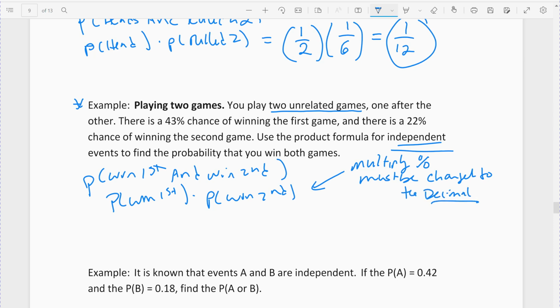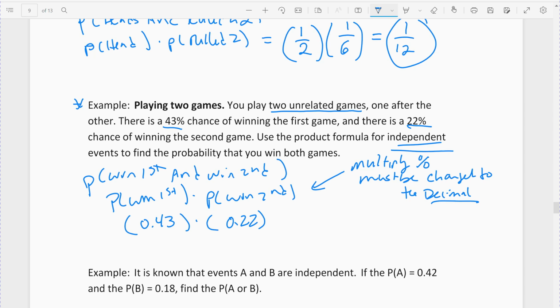Alright, so the probability of the first win was 43%, the decimal would be 0.43. The probability of the second win was 22%, the decimal would be 0.22. You cannot multiply 43 times 22. It doesn't work out. You have to multiply the fraction or the decimal. In this case, the decimal, because it's the easier way to go.